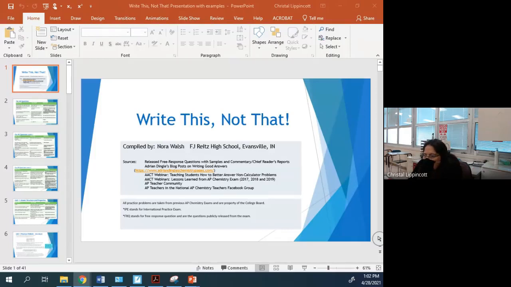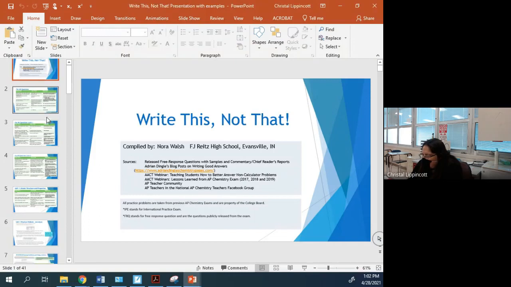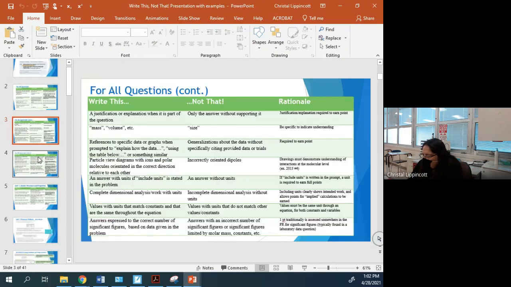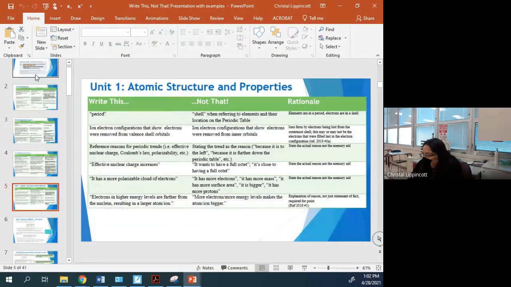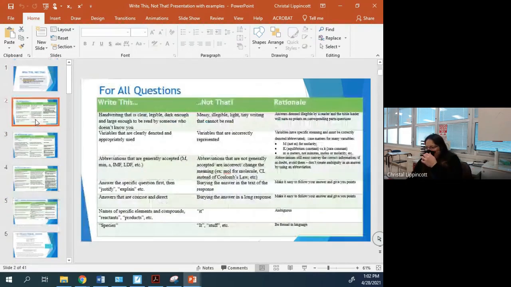Sheets. Okay. All right, so I put this document as a PDF so you can actually read it on your Chromebooks. I put this up on the Google Classroom. This is really good for you guys to go through. It talks about stuff like, when they say name specific elements and compounds, like name reactants or name products, don't use the word "it," okay?